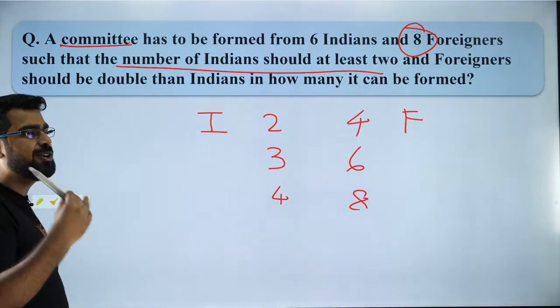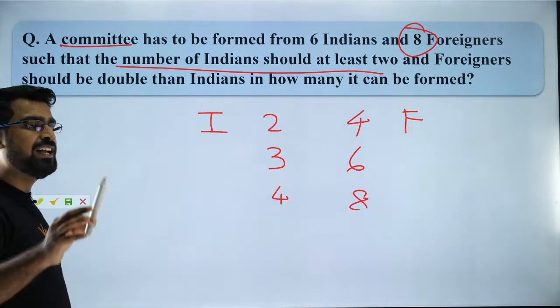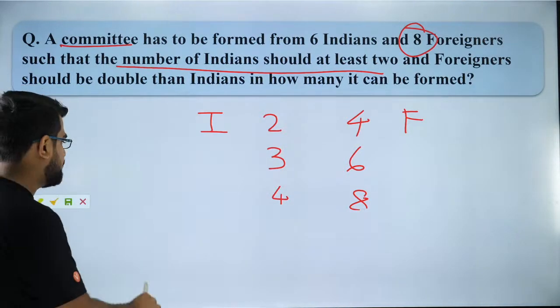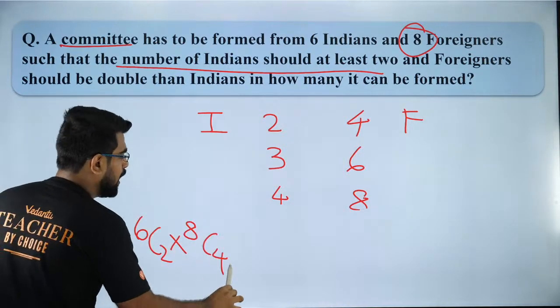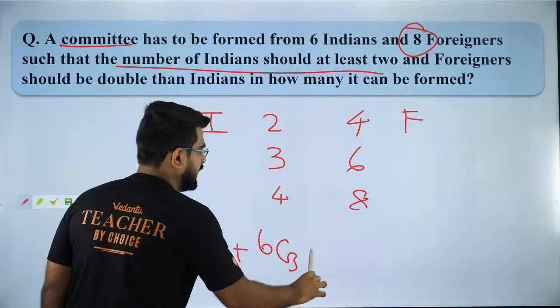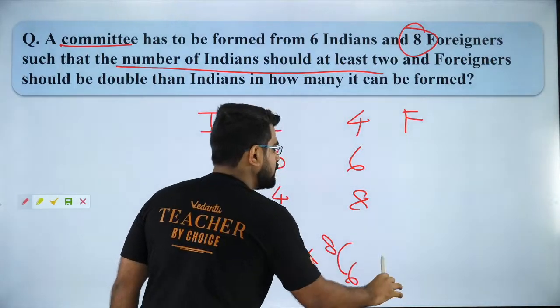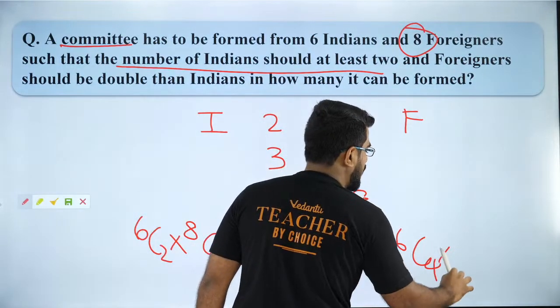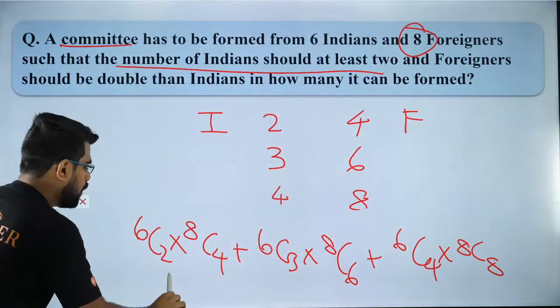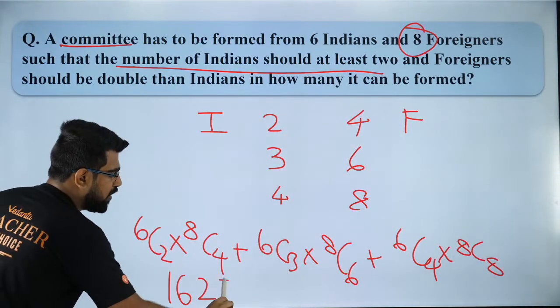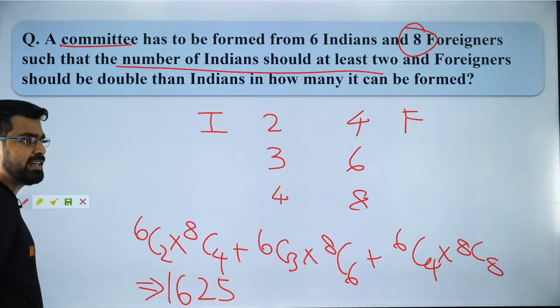That's it. Yes, 1625 is the answer. So 6C2 into 8C4 plus 6C3 into 8C6 plus 6C4 into 8C8. My dear, that's it. So the answer is 1625. That is the correct answer.